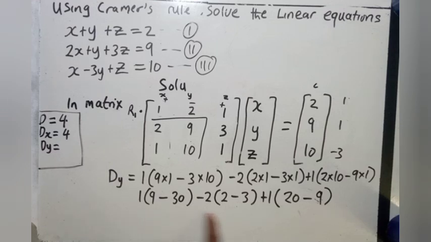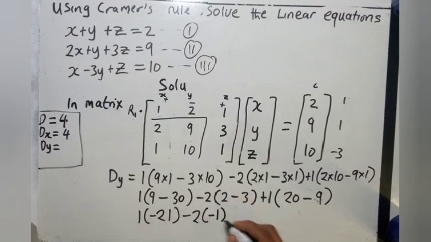Then, when we find the determinant of this, we'll be having 1, 9 minus 30 will be giving us what? Minus 21. So minus 2, that's from here. Now 2 minus 3 is what? Minus 1. Plus 1. 20 minus 9 is what? 11, right? Yeah.